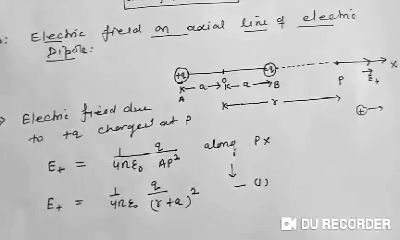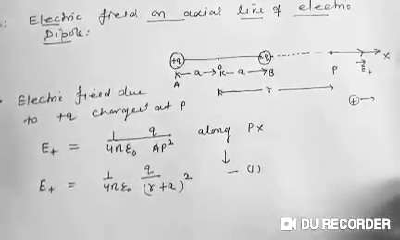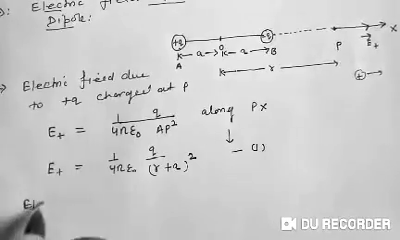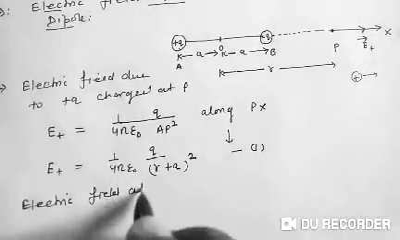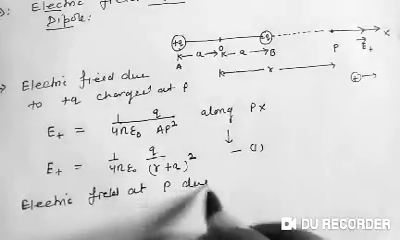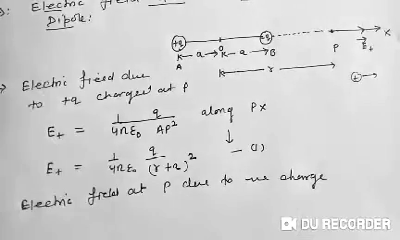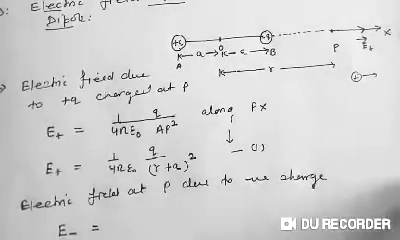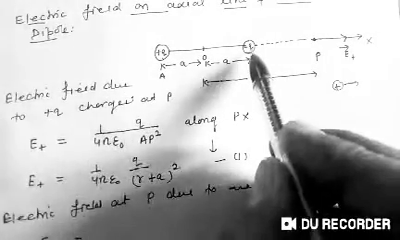Now similarly we have to find the electric field due to the negative charge at point P. Understand it carefully. So the electric field at P due to the negative charge, let it be represented by E negative. So now see here, you see in the diagram E negative. The negative charge is here, right?